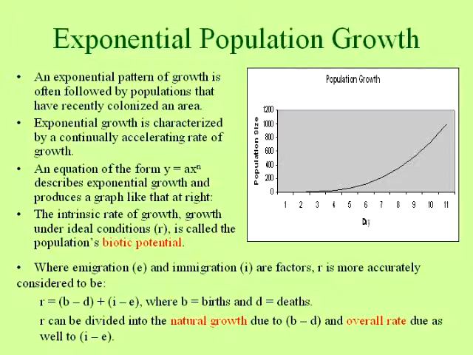When we just have birth minus death rates to consider, then we're talking about the natural growth of the population. But when we also have to factor in immigration and emigration, now we're looking at the overall rate giving rise to R.